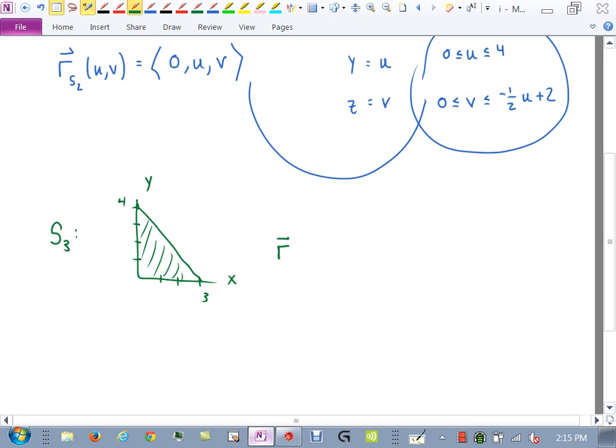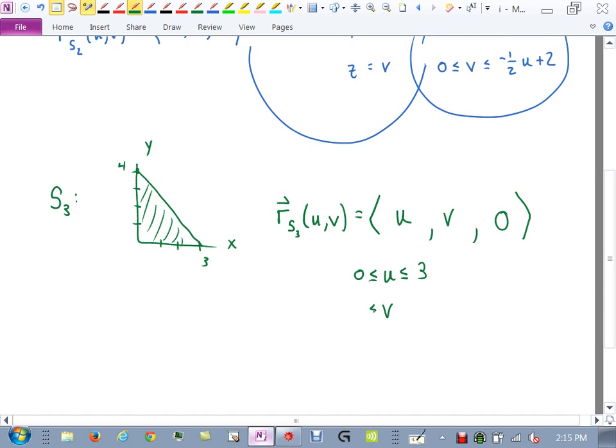and so let's try and write it out without having to draw, or without having to list out X, Y, and Z. What's the X component? U. Which one is 0? Z. And then Y would be V, restriction on U, 0 to 3, and then restriction on V, 0 to negative 4/3 U plus 4, right?